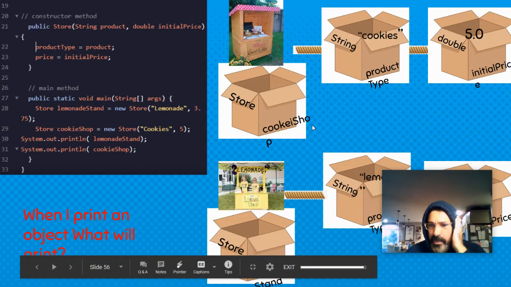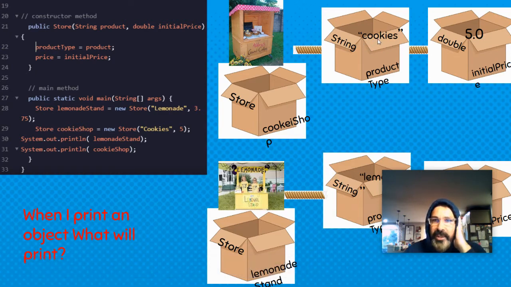Okay, so I've hit pause and I repaired that. Okay, so what's the product? Cookie. The product type is cookies. And what's the initial price? Well, when we created it, the initial price was $5. Okay, so we have our two objects that we've created, or two instances of the store class.